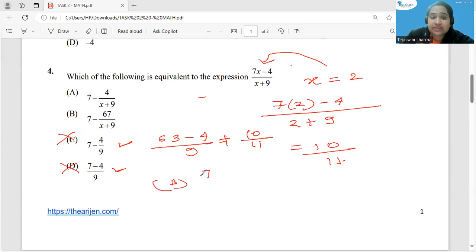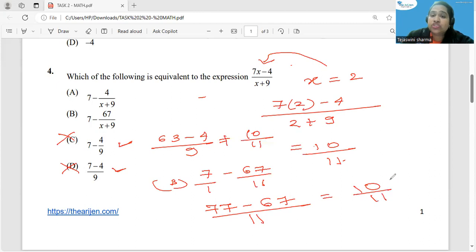So if you replace the value of X with 2, 2 plus 9 is 11. So now you can work further completely. When you take the LCM, you make the denominators similar. It will be 77, because you multiply with 11. 77 minus 67 over the whole denominator, which is 11. So here you are going to get 10 by 11, which is similar to this expression. So this completely fits the solution and it is similar to the given expression.